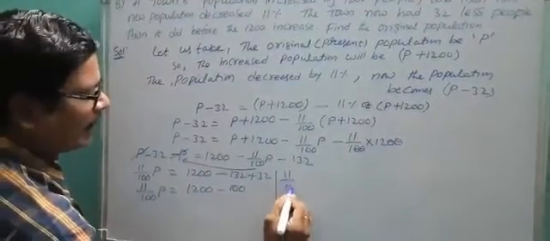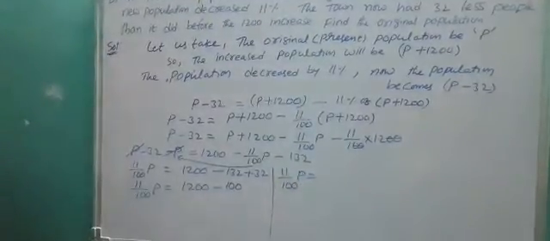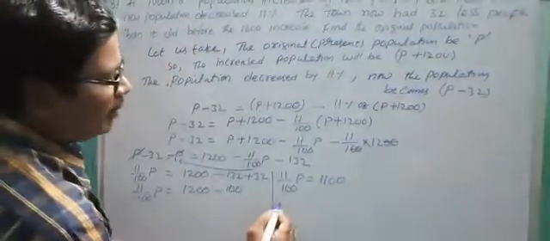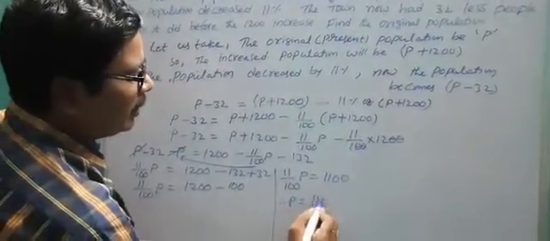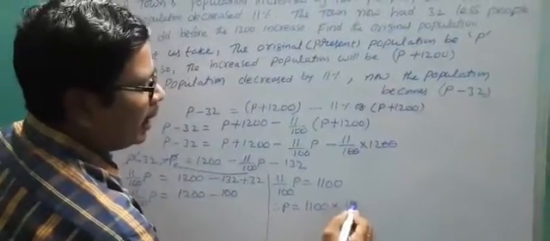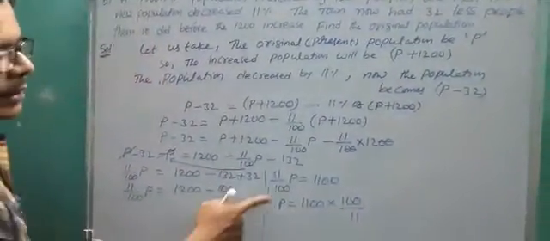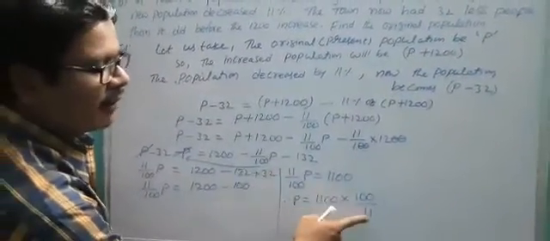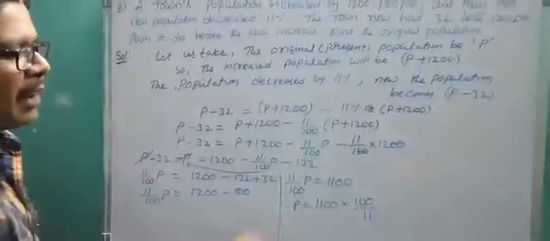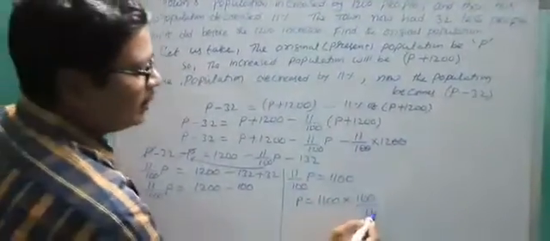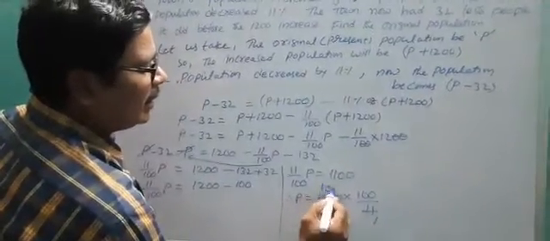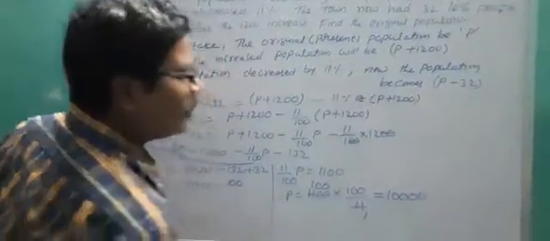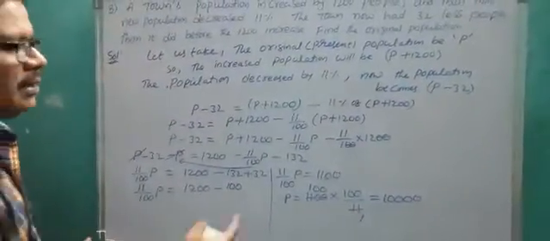So 11 by 100 P is equal to 1200 minus 100, that is 1100. What do we want? We want to find the value of P. Therefore P is equal to 1100 into 100 by 11. Here 11 is a multiplication, after transposition it becomes division. Simply write the reciprocal after transposition. So 11 ones are 11, 1100 into 100, how much? 10,000.